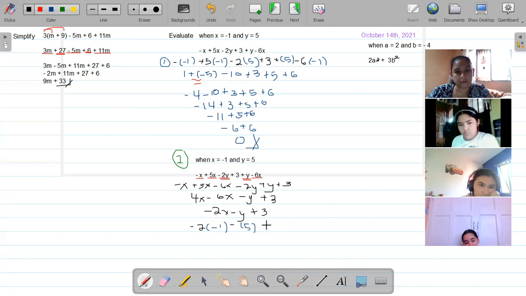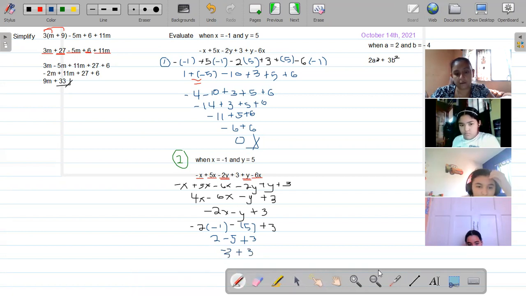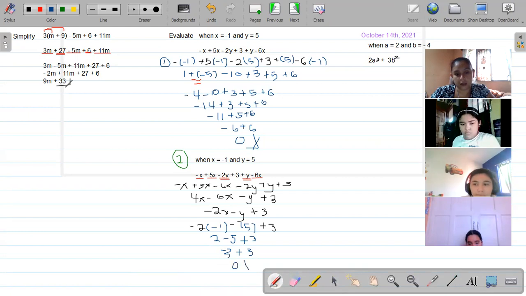Then plus 3. We have to get exactly the same answer. Let's see if we have exactly the same answer. -2 times -1, 2. 2 minus, I can get rid of the parentheses because negative times positive, that's negative. So -5 plus 3. 2 minus 5, -3. -3 plus 3, 0. And that's my final answer.